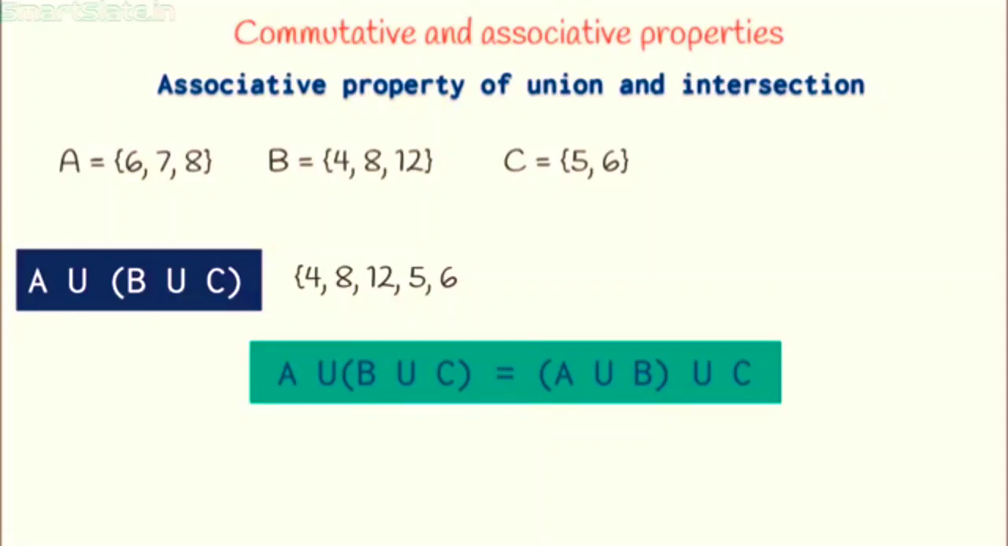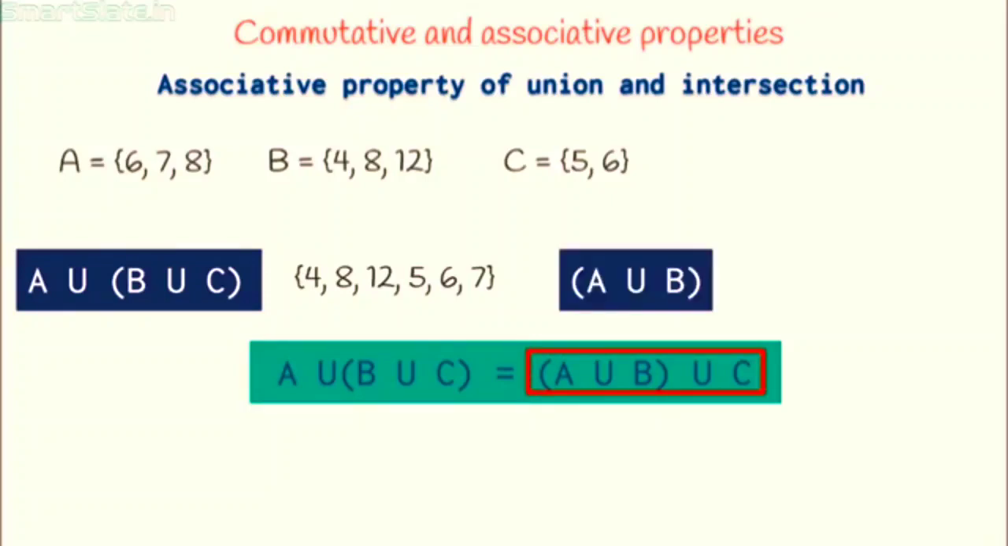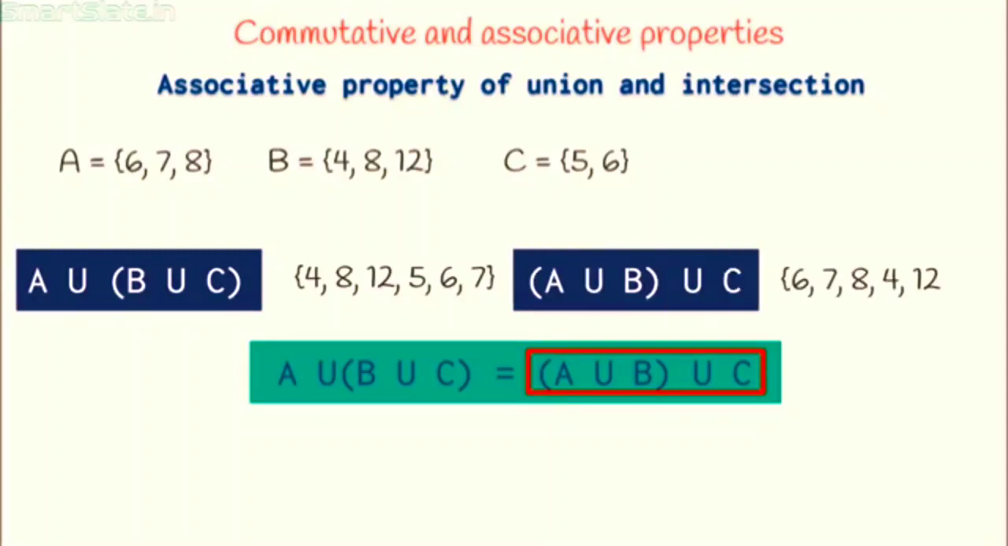Here I am going to include 7: 4, 8, 12, 5, 6, 7. Next I am going to find out (A union B) union C. Here A union B is equal to 6, 7, 8, 4 and 12. A union B with union C gives 6, 7, 8, 4, 12 and 5.